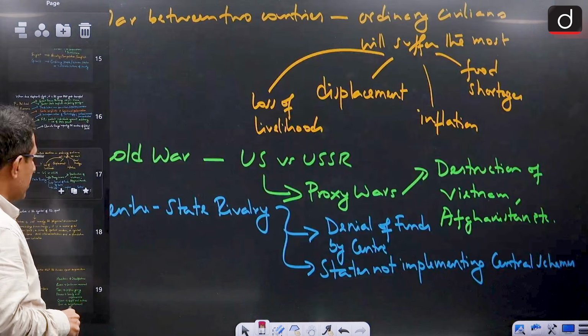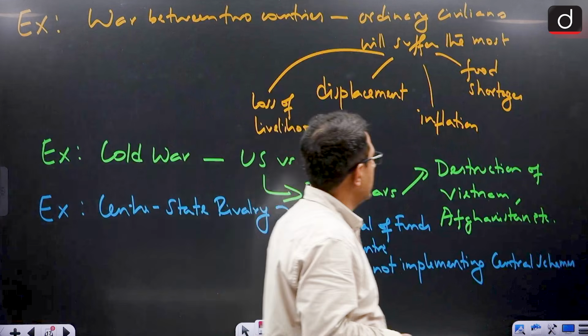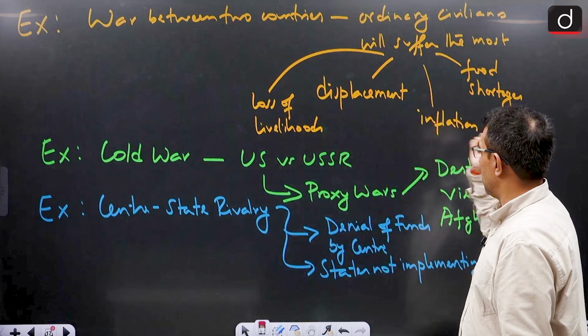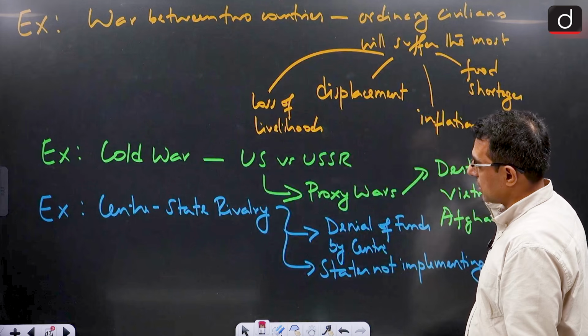So some examples we can use here. For example, war between two countries. So ordinary civilians suffer the most. They face loss of livelihoods, displaced from their homes. They face high inflation. They face food shortages, etc.